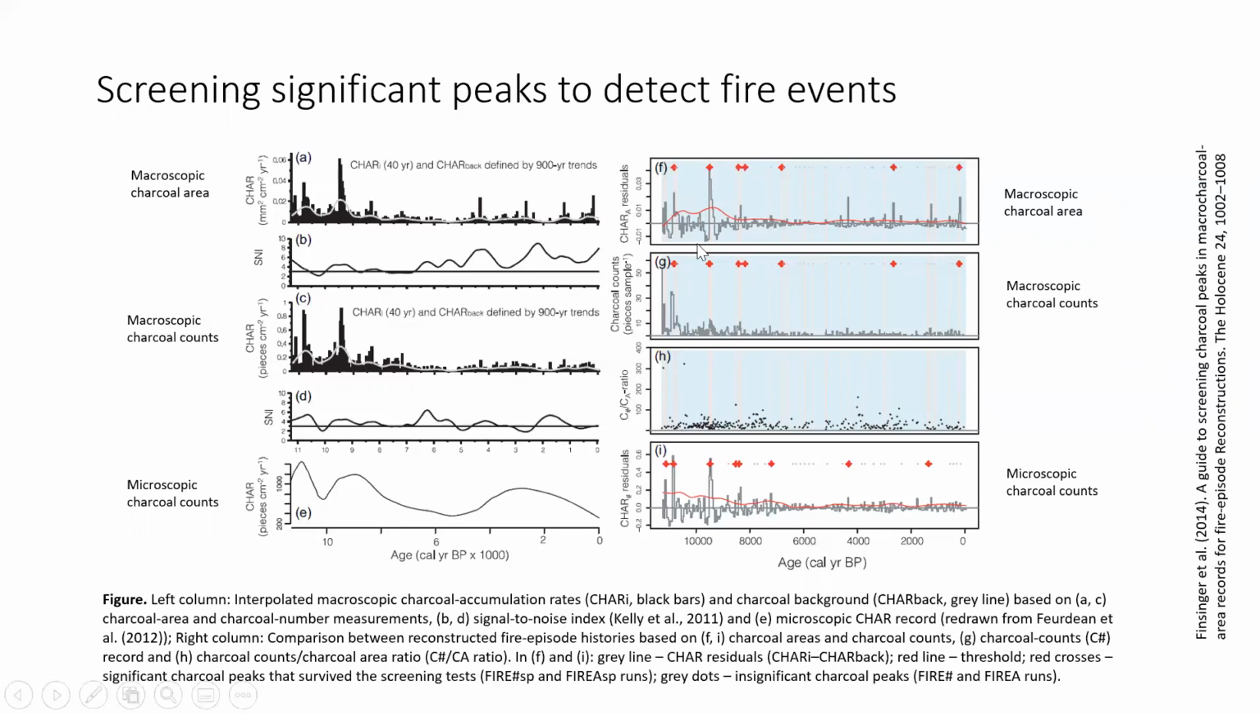So basically here we can see the significant fire peaks for macroscopic area and for macroscopic counts, and they go quite well together, and also the microscopic charcoal counts. So we can see the significant peaks are more or less coinciding on these records. So this is also one way of using this software.